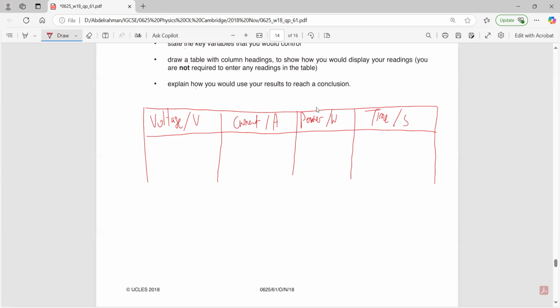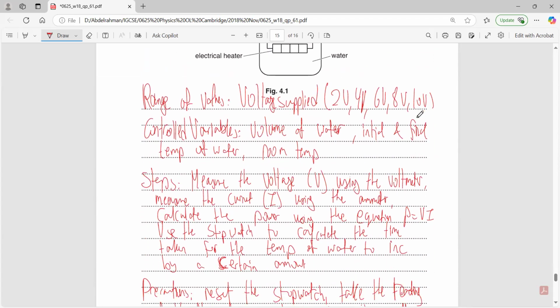Should I write down anything else in the table? No. Should I fill the table with any numbers? No, you shouldn't fill the table with any numbers. This is the table that he wants. He just wants to see the column headings, and that's all you need to write in the table. Time for what? Time for the water to heat from the initial temperature to the final temperature, and that's why the initial temperature is constant and the final temperature is also constant.